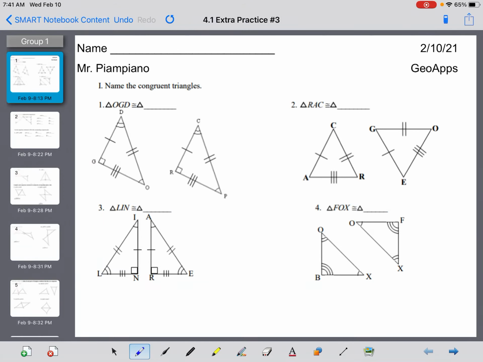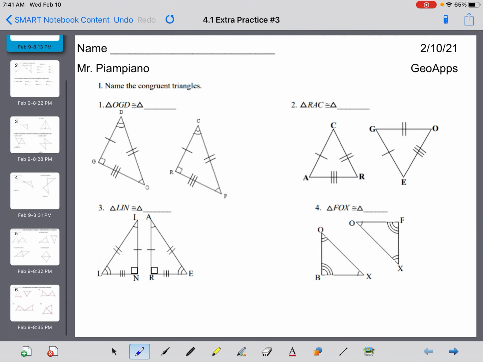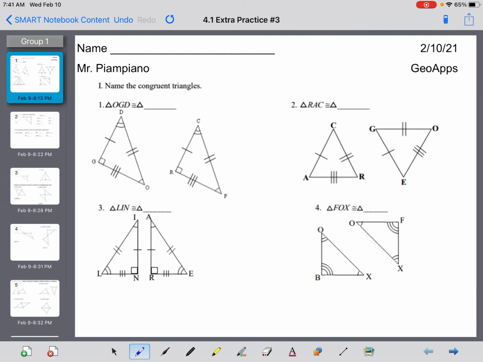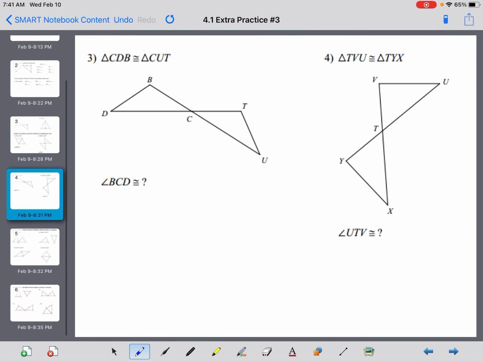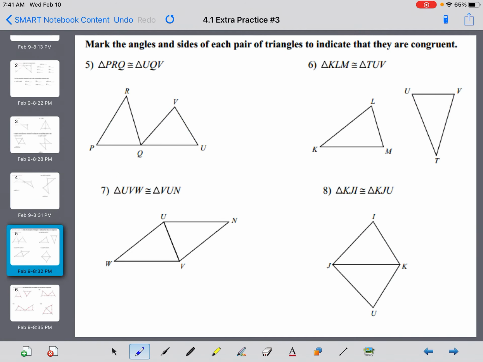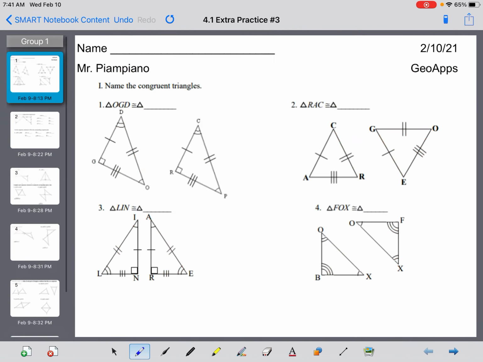Alright guys, this is 4.1 extra practice number 3. This is in preparation for your quiz. I'm going to complete a few examples here so you get a little tip or reminder for each section of this worksheet, and you are going to complete the rest on your own. Okay, so for numbers 1 through 4 here, they want you to name the congruent triangles.